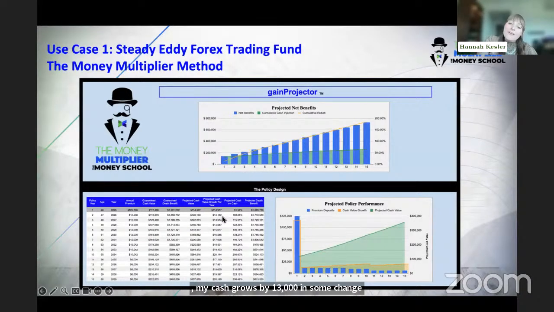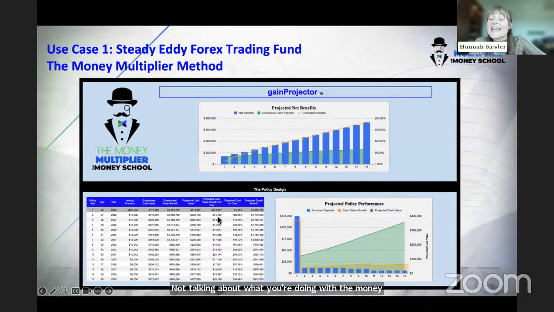Now, I'm not a math genius, but I know if I put $12 into something and I immediately get out $13, that's a 100% plus return on my money just that year. I'd be doing that all day long if it was me. So I put in my 12 and my cash grows by 13,000 and some change. And that's just what's happening in the policy alone, not talking about what you're doing with the money outside the policy and your investments.